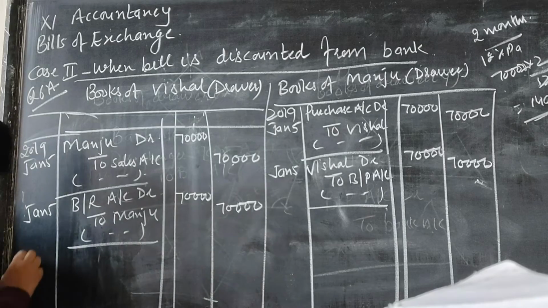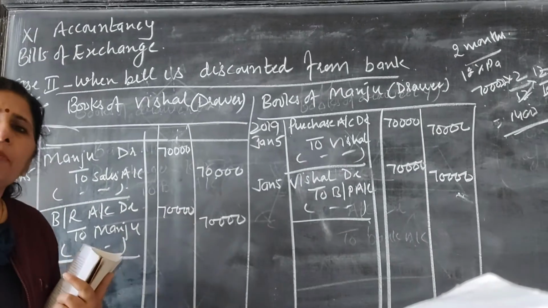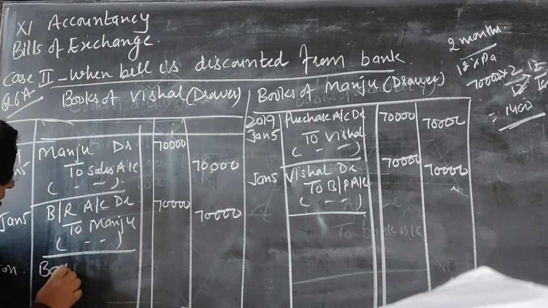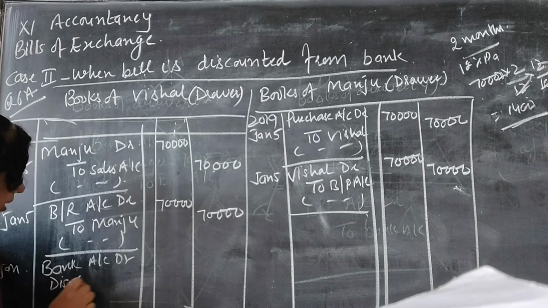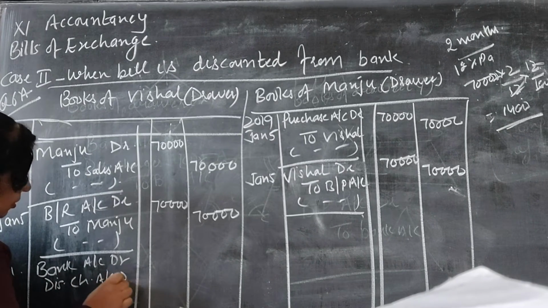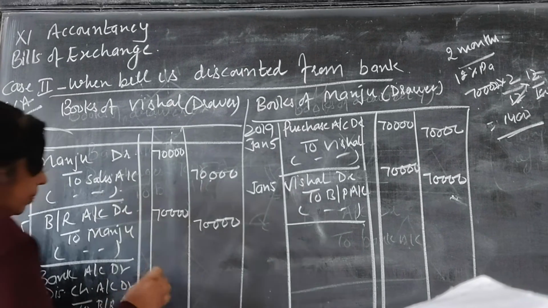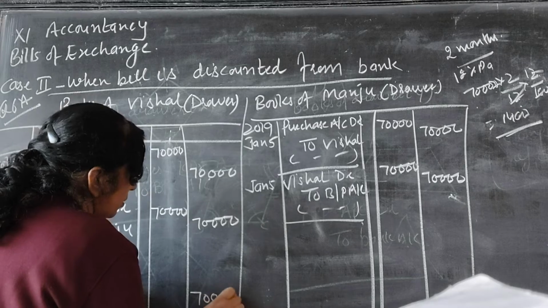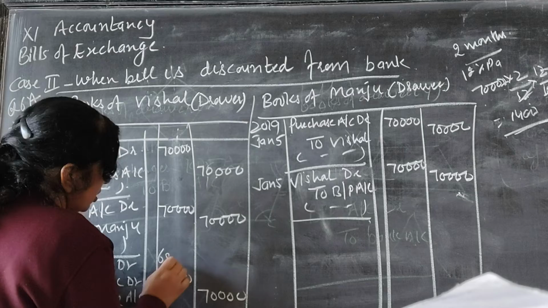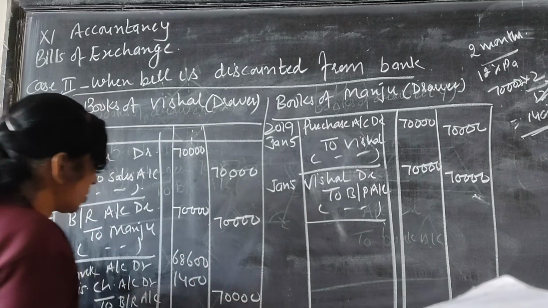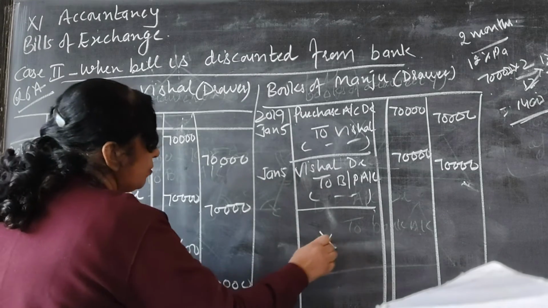Now, what entry will be made in the books of Vishal? The bank will make the payment after deducting 1,400 rupees. Bank account debit, discounting charges account debit, to bills receivable account. The bill of 70,000 has gone, 1,400 are discounting charges, so the bank pays 68,600 rupees. No entry in the books of the drawee.